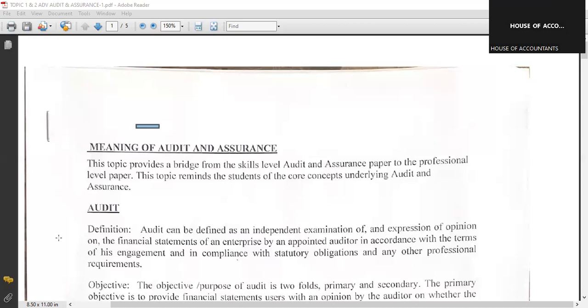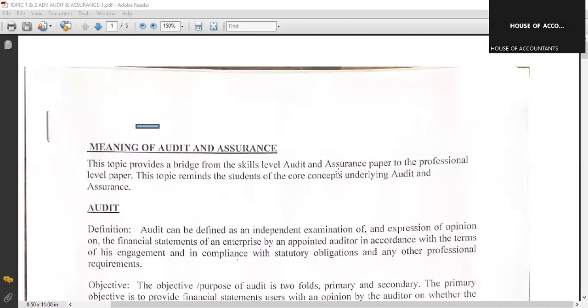Now, audit can be defined as an independent examination and expression of opinion on the financial statements. Independent, that is, it's not under duress. Nobody is controlling the auditor. He has the independence, and he has done the independent examination. And after the examination, he expresses his opinion, not on any other thing, but on the financial statements.